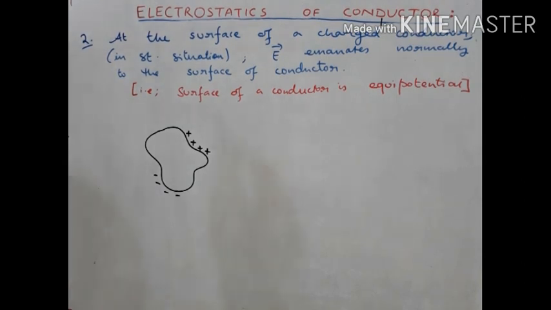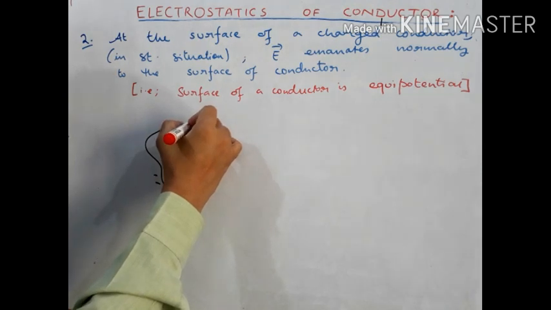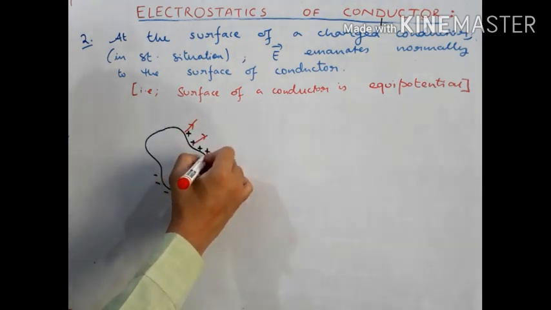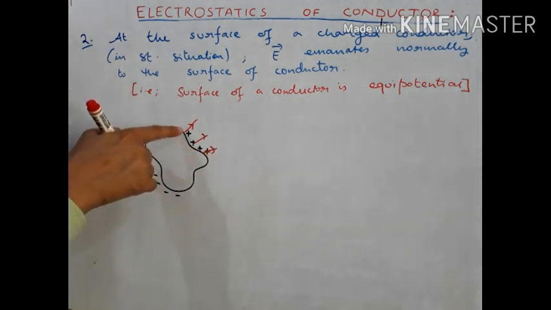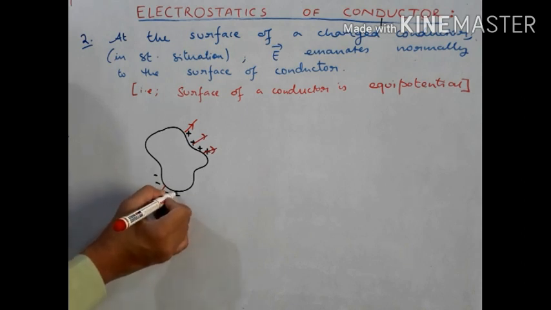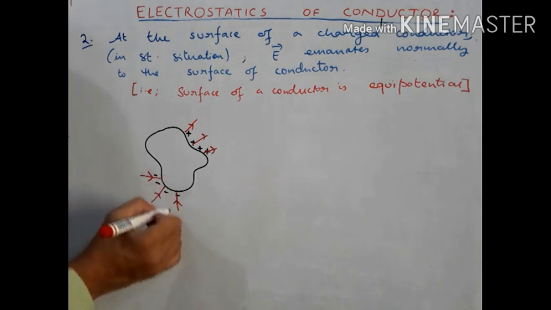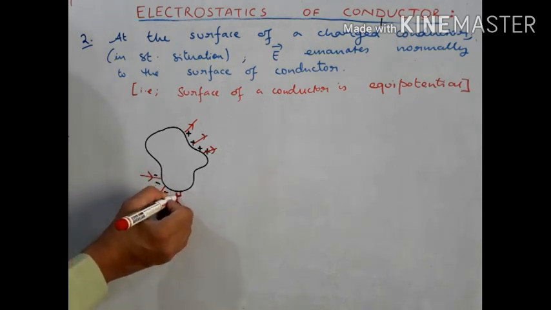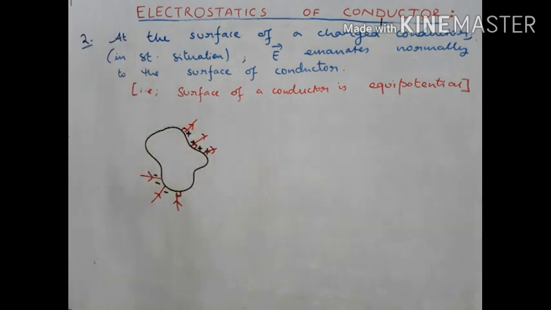Now these electric field lines will emanate normal, that is perpendicular to the surface like so, away from the surface if the end is positively charged and towards the surface if it is negatively charged, like this. Always these electric field lines will make an angle of 90 degrees to the surface. That is the meaning of this statement. Let us try to understand why this happens.